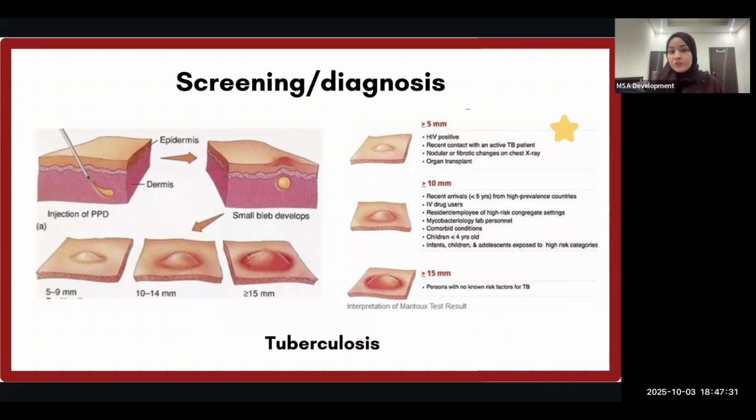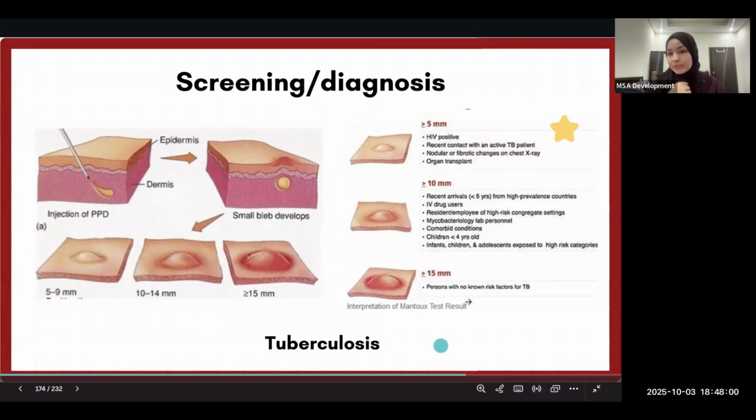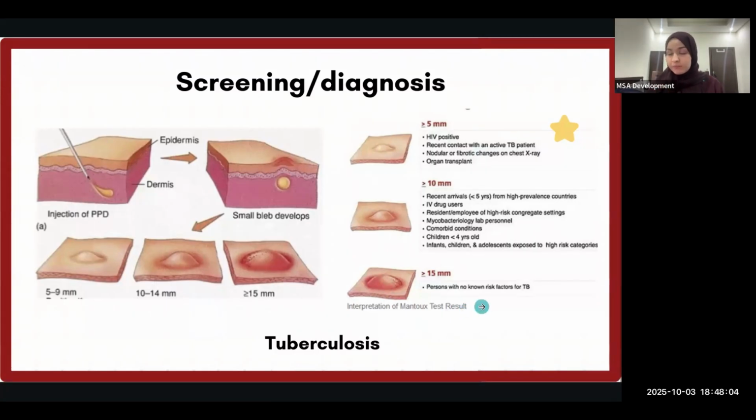So basically there's a threshold. For healthy individuals, it's 15. So if you have an induration of 15 or greater, then this is a positive PPD or Mantoux test. Now, it can be positive either if you have had TB before or if you've had the BCG vaccine, because as we said, it's live attenuated. So it would form a reaction. Now, memorize these numbers. If it's greater than 15 in a healthy patient, this would be positive TB.